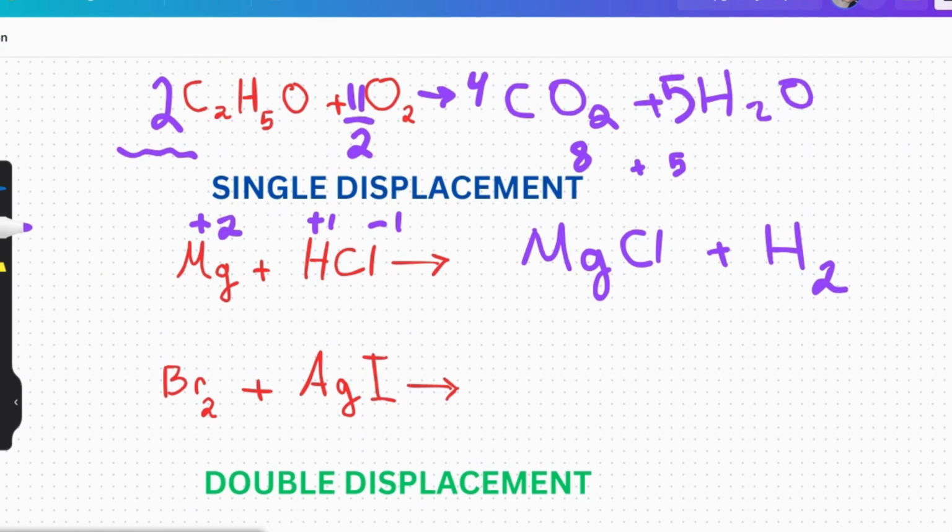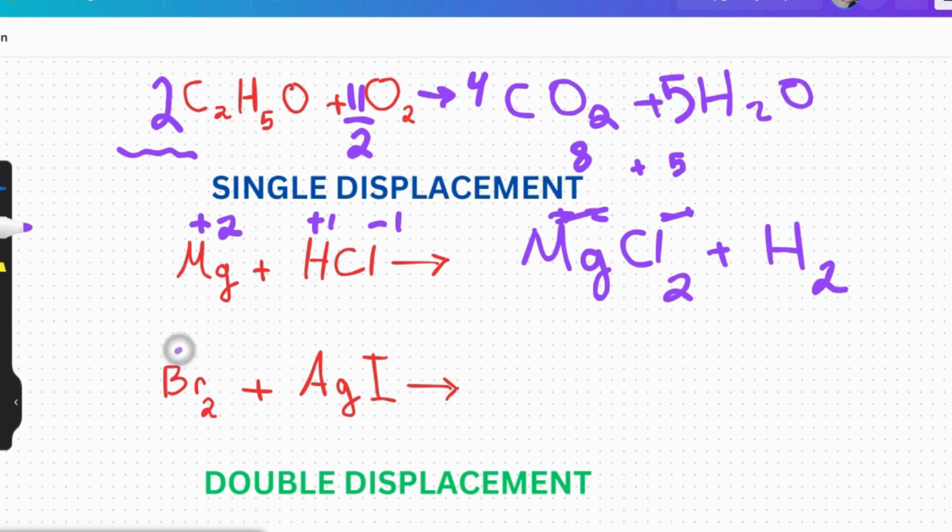Do not forget to write the charges. Plus 2, minus 1, crossover, MgCl2. Then you can balance the equation.